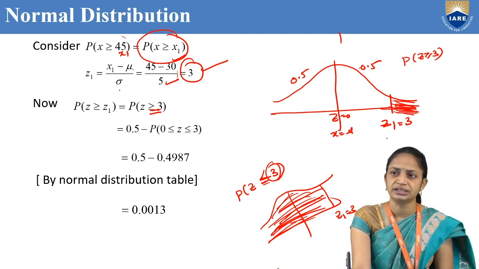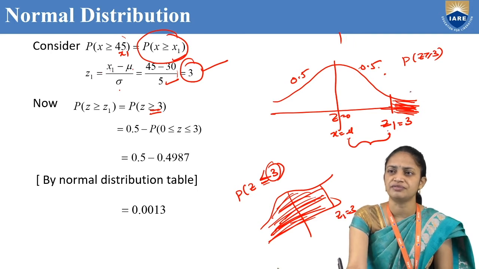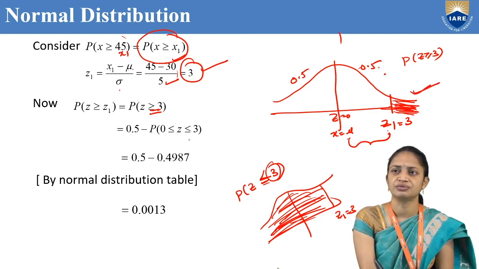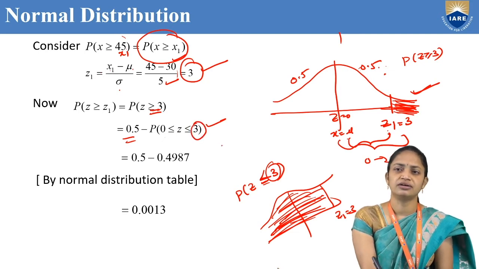So how to find this area? We know that the right side area is 0.5. If you take 0.5 minus the area from here to here, then we will get only this area. So that is 0.5 minus the area from 0 to 3. So after simplification, before that we need to look up the value for 3.